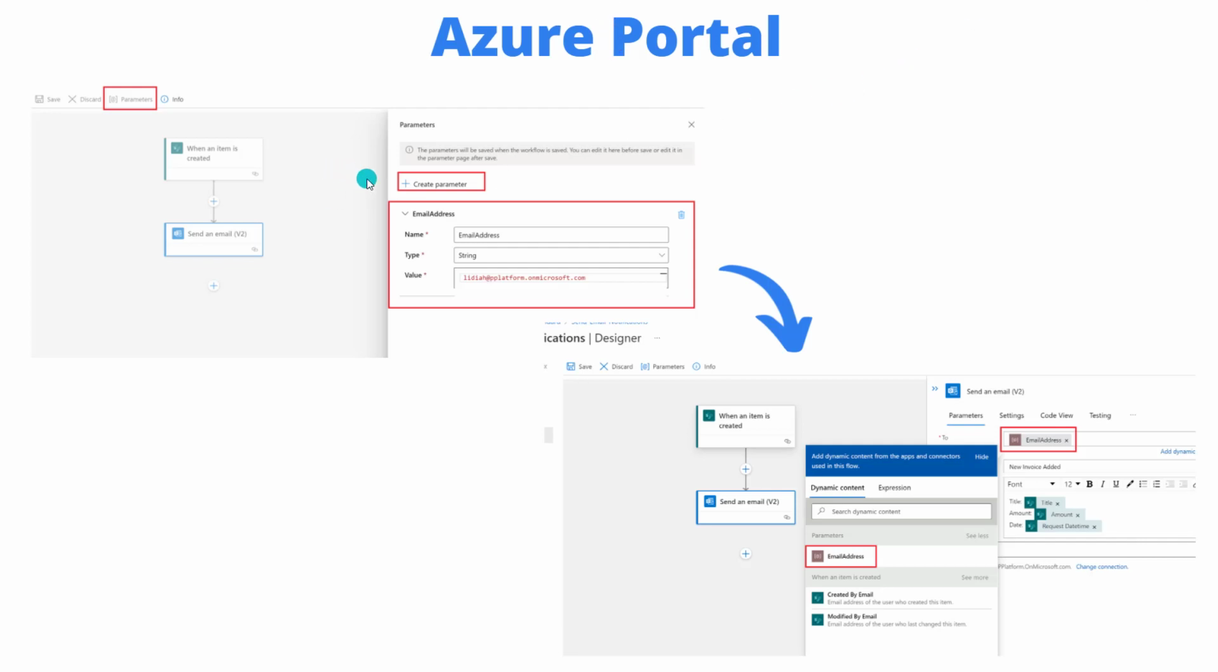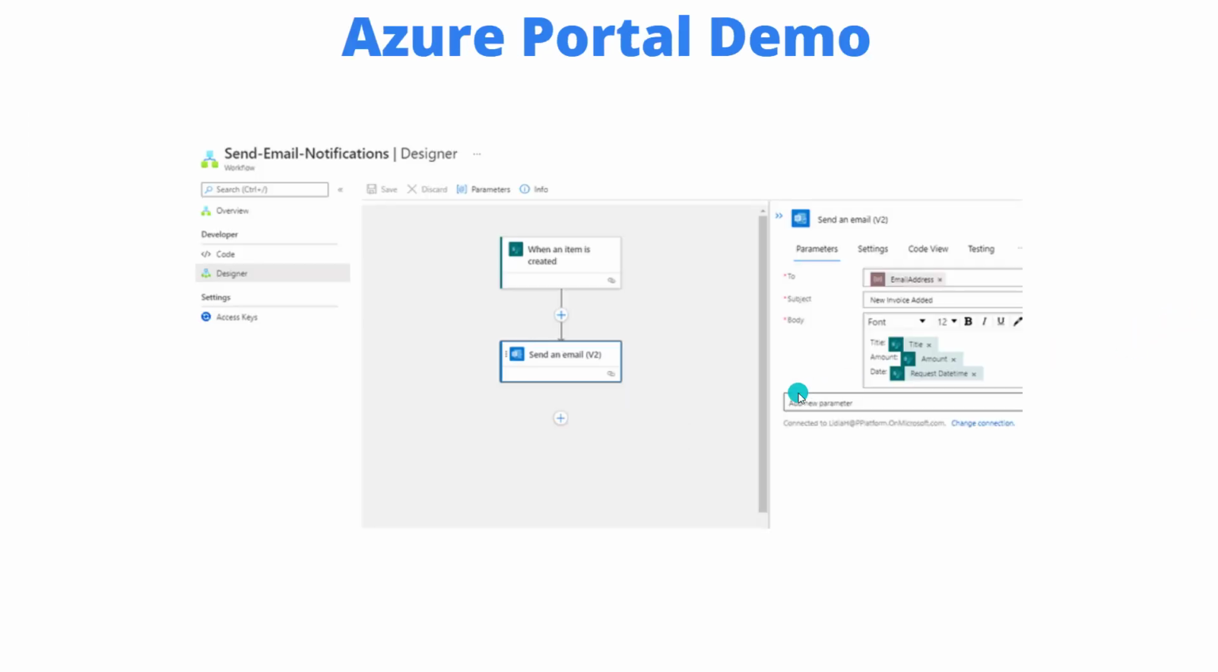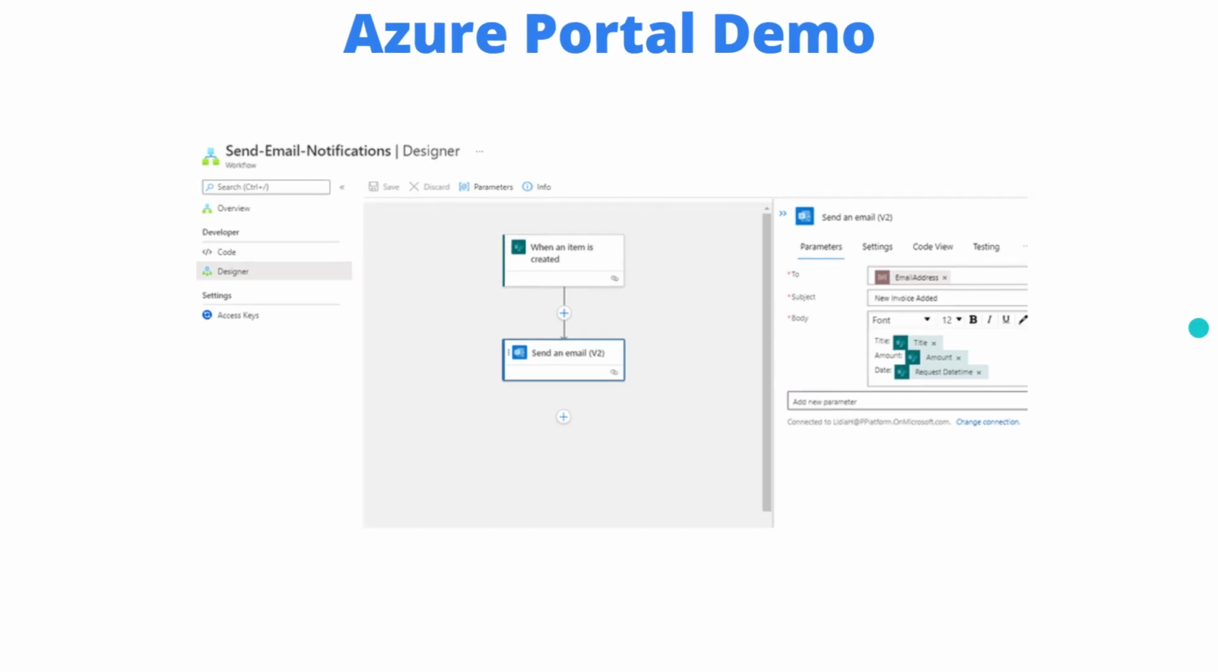So I have my workflow that's created, and then I can go ahead and create a parameter by clicking on the parameters link, create parameter, and then providing some sort of value. In this case, I provide a name, the type, and the value itself. When I go ahead and I save that Logic App, that will get injected into our parameters, and then it'll show up as dynamic content itself. So let's go ahead, let's just check out a demo in the Azure portal and see this in more detail.